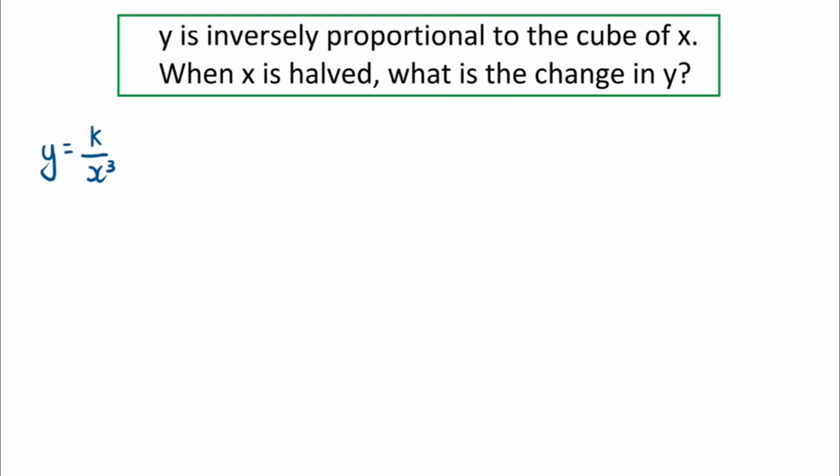First let's try to establish the relation between y and x. So first we can write y equals k over x cubed. Then next I'll define a few variables to make answering this question a bit easier. First we have x1, which is our original value of x. And we have y1, which is the original value of y.